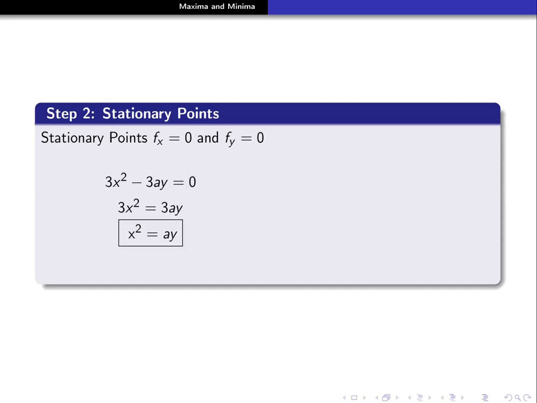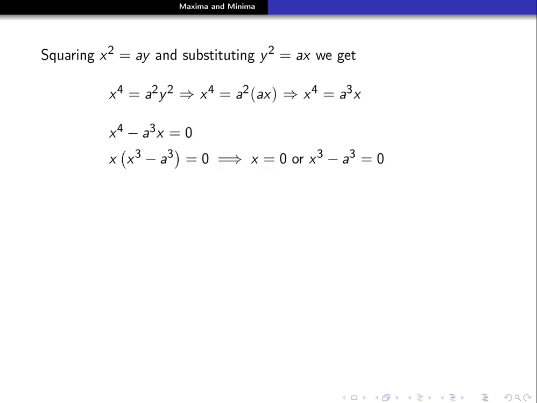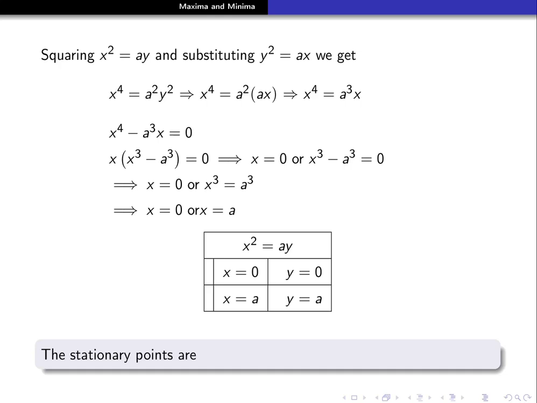So equating fx equal to 0 we will get x square is equal to ay. Equating fy to 0, y square is equal to ax. Therefore x square is equal to ay, substituting y square is equal to ax, we will get x power 4 is equal to this. From this we will conclude that x is equal to 0 or x cube minus a cube is equal to 0. Therefore x cube is equal to a cube, so x is equal to 0 or a. So x square is equal to ay. So x is equal to 0 means y is equal to 0. X is equal to a means y is equal to a. Therefore the stationary points are (0, 0) and (a, a).